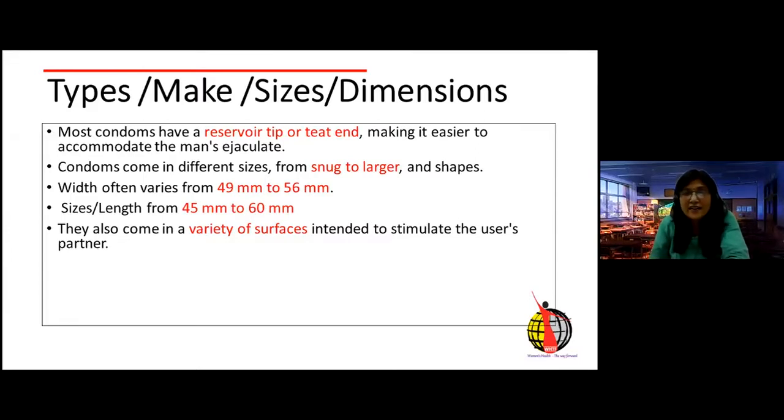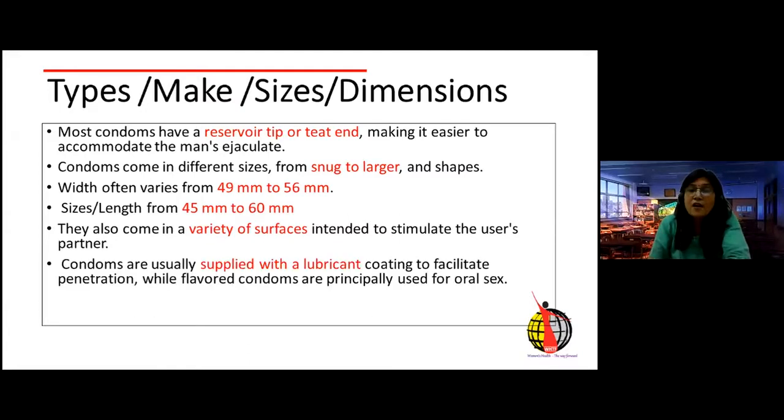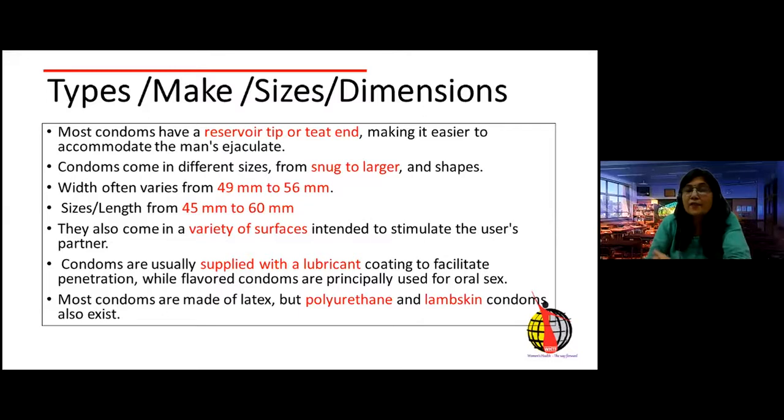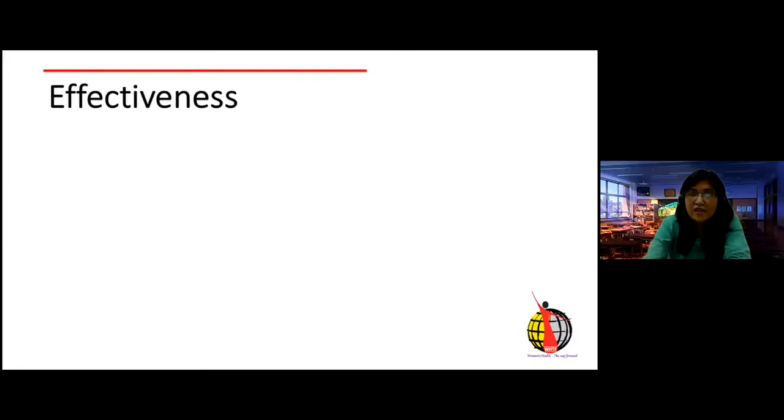And of course, a variety of surfaces are available to stimulate the partner who is using it. And of course, condoms are usually supplied with a lubricant, so there is no need of using another lubricant. Flavored condoms are also available. Mostly the condoms are made up of latex, but also polyurethane and lambskin. Remember, lambskin is the one which is a natural condom. You may be asked the question, which is the natural material used? It is the lambskin.